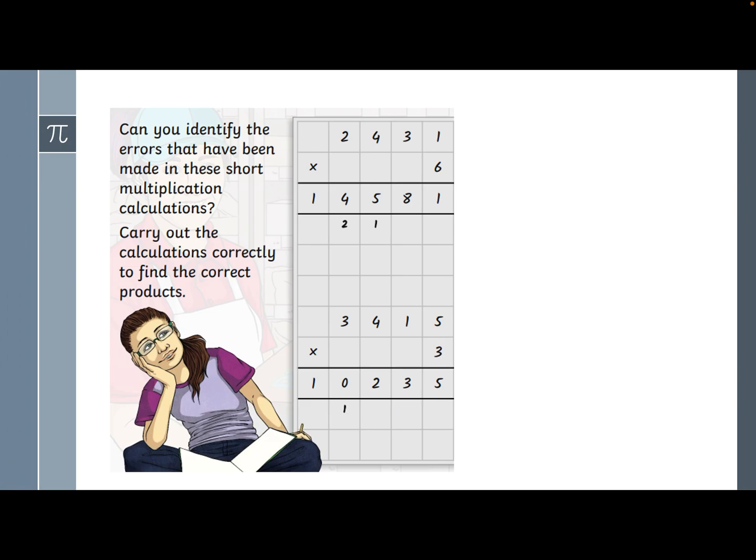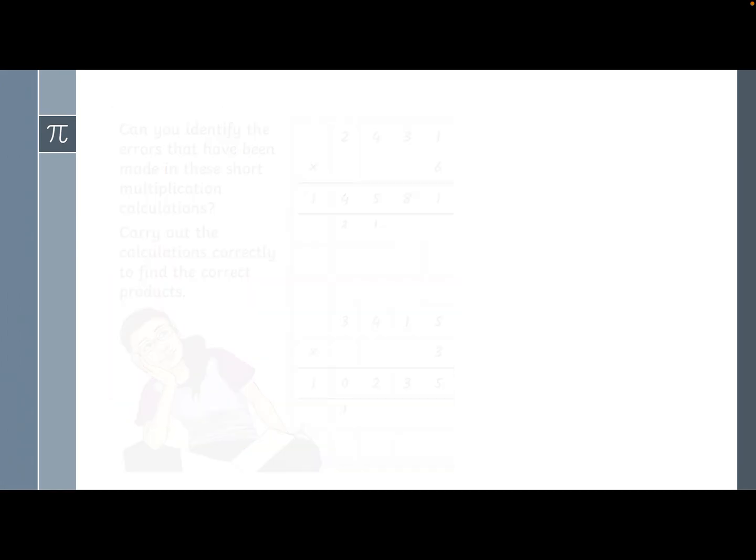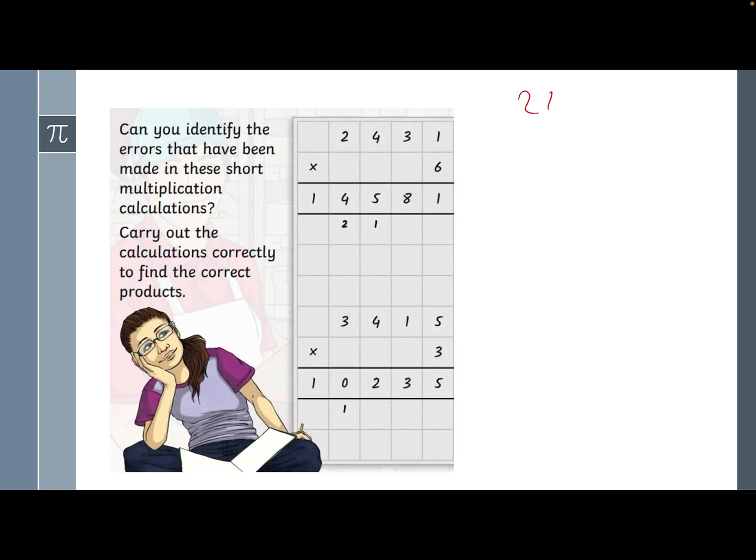Can you identify the errors in here? Remember, the easiest way I find to do this is just to rework it out. So next to it, work it out. So what I would do is 2,431 multiplied by 6. 1 times 6. Oh, we've made a mistake already. So actually, one of the mistakes they've made, there might be some more, is 1 multiplied by 6 has been recorded as 1. The 1 here. And actually it's a 6.